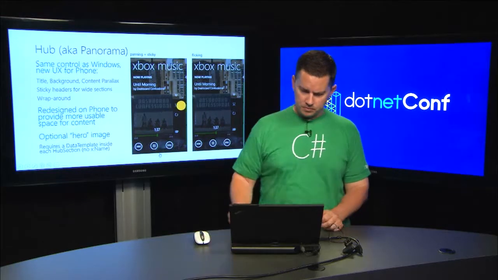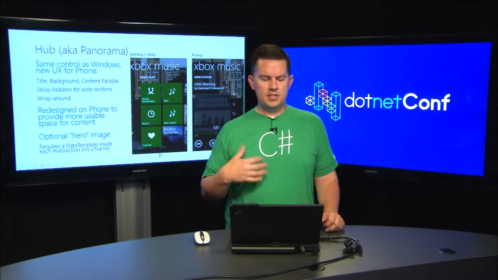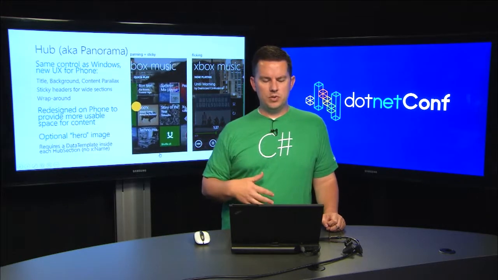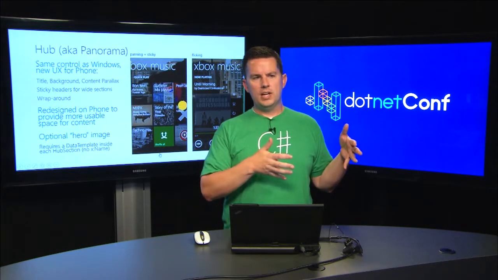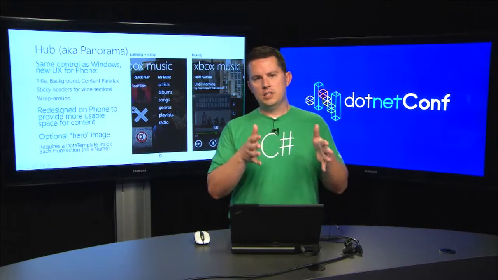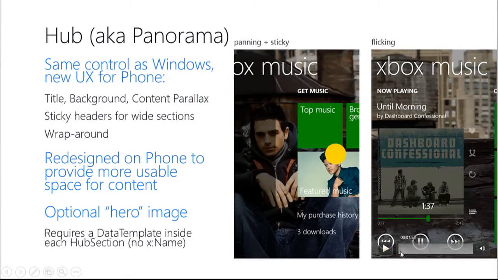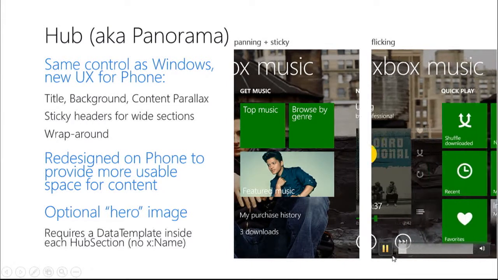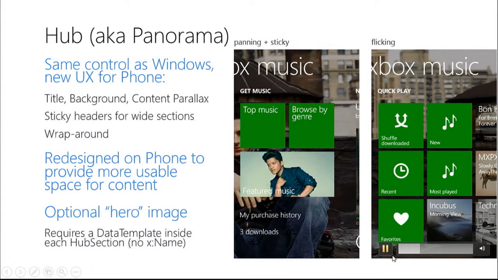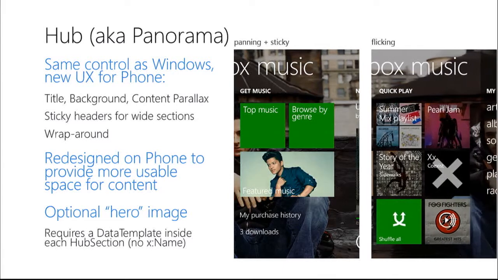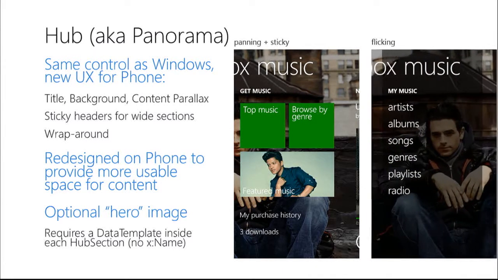hub control. So the hub control is the same control on Windows and Windows Phone, and it's that one control that allows you to have sections of content that are separated. Again, very similar to the panorama experience. It allows you to pan content, and the headers will stick to the positions with good snap points, etc.